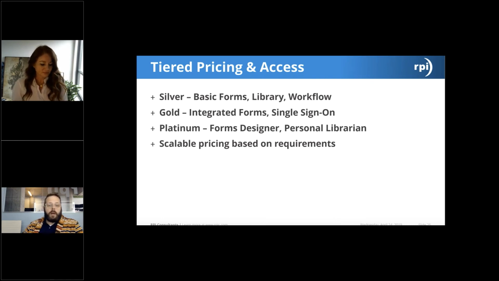The gold level, the forms are a little more integrated. That's where we're going to leverage that HRIS master data for improved validations, and actually submit data back to the HRIS to update employee records. The gold level also includes important features such as single sign-on. And then at the platinum level, you've got access to the form builder through the designer, and access to really us, right? So you get the personal librarian to help you craft the forms for your organization.